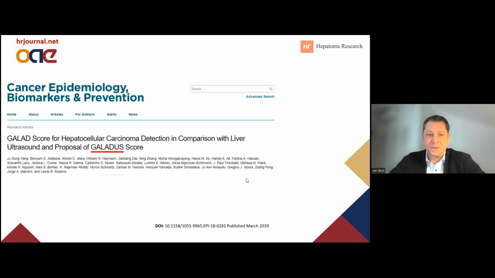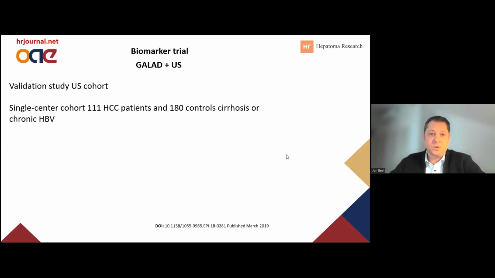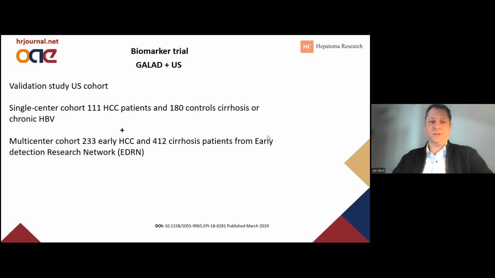Then in 2019, another group was investigating maybe you could combine the ultrasound surveillance with the GALAD score. And this is what they had done. They had a validation study, American cohort with a single center cohort from 111 HCC patients and 180 controls with cirrhosis or chronic hepatitis B. And you had a multi-center cohort with 233 early HCC patients and 412 cirrhotic patients from the early detection research network.